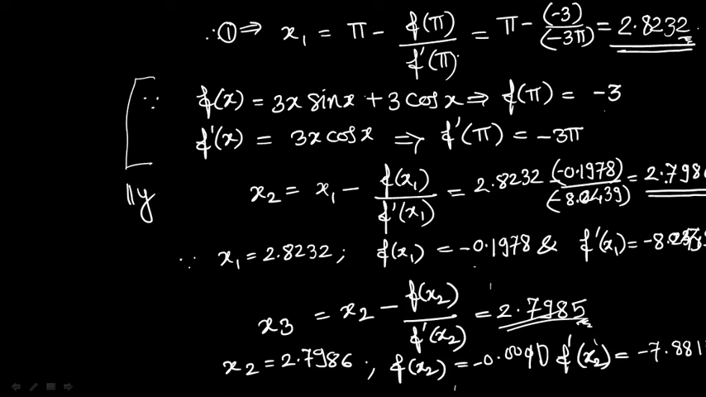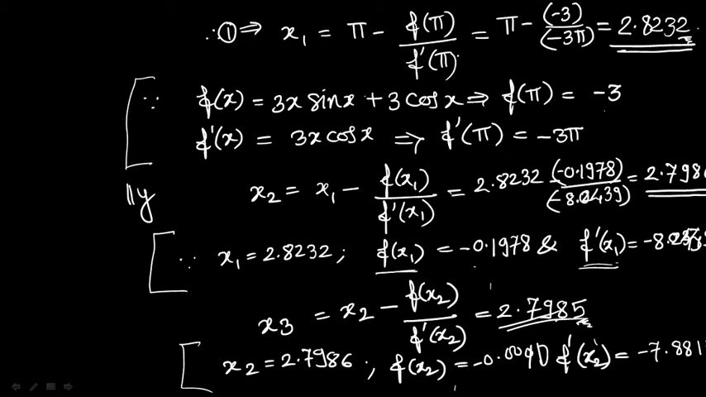Substitute the values, we get 2.7986 value. Here this x1 equal to this value 2.8232. From f of x1 we find out the value f dash of x1. Similarly, we find out x3 value by using this, and we get 2.7985. Continue this process till the difference between two consecutive values is less than 0.0005. Then we stop the iteration.